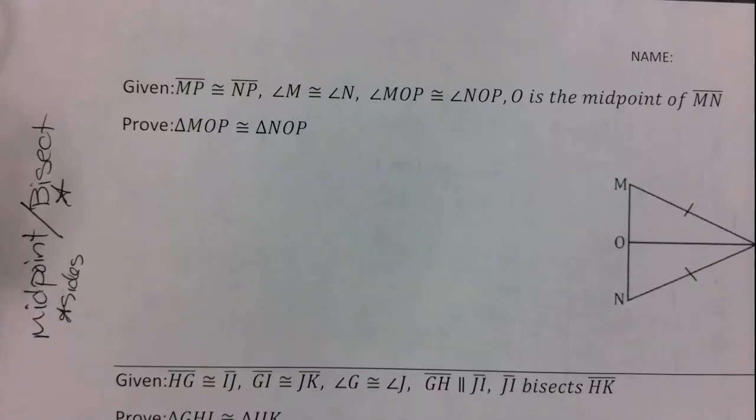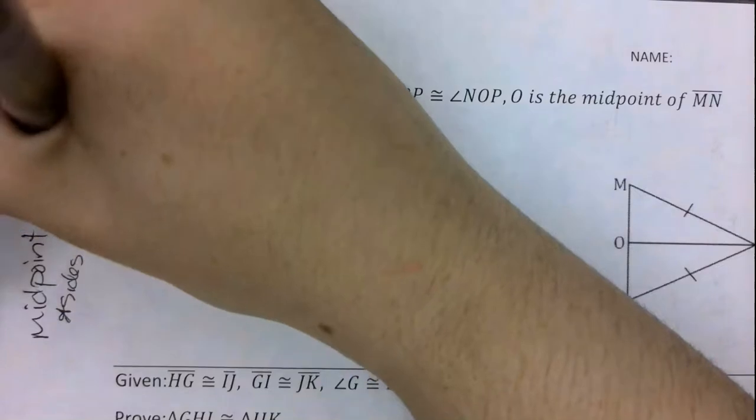Thank you. When it says bisect, that's going to be important for proving my angles are congruent.